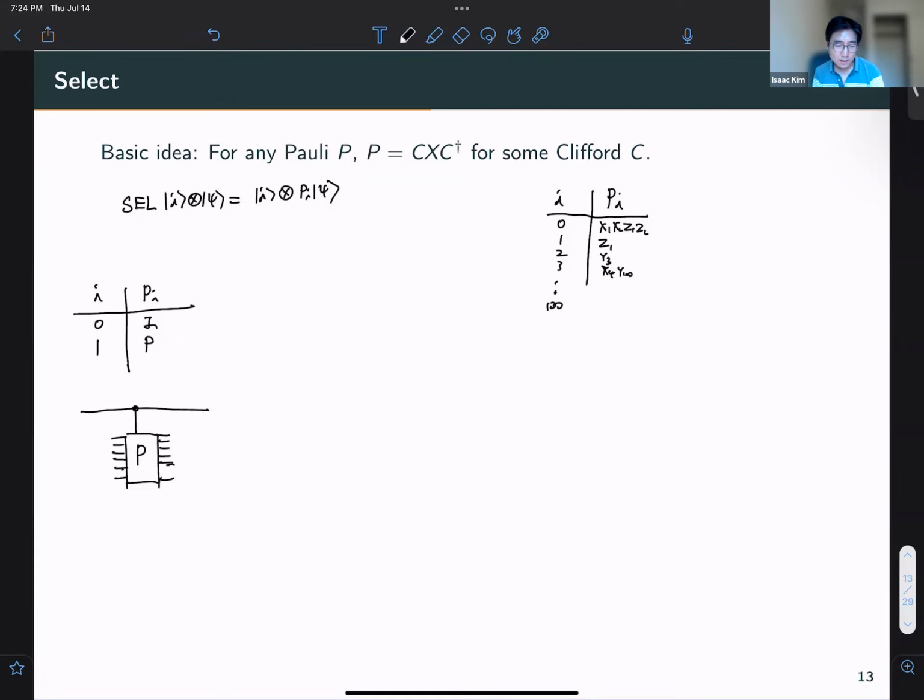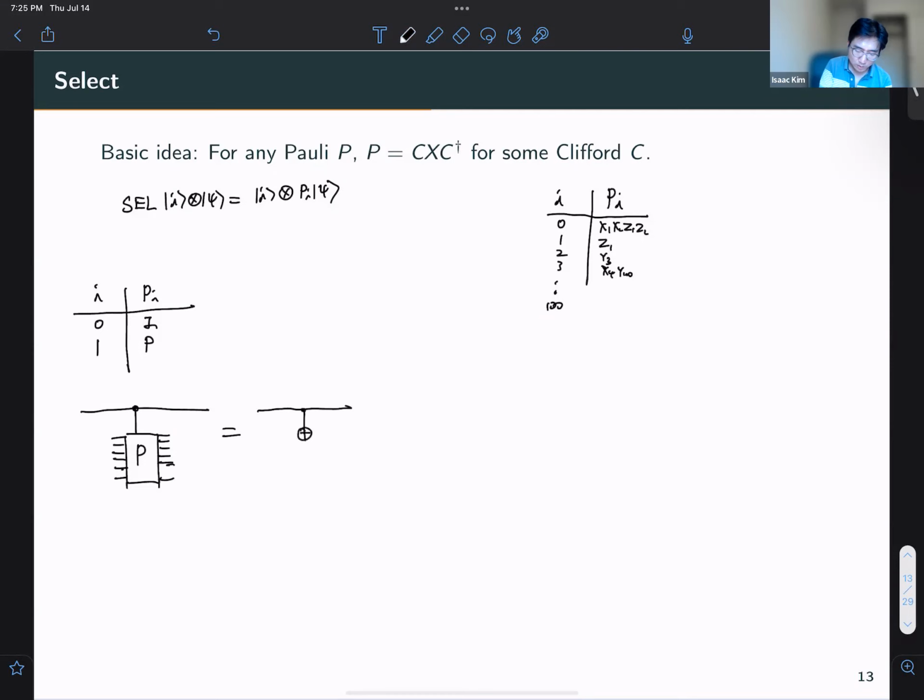It turns out that for any Pauli P, you can rewrite it as a conjugation of some single qubit operator, let's say X, by some Clifford unitary C. Moreover, this Clifford unitary C can be chosen to have at most a linear number of gates in the number of qubits. If you're curious, I would love to tell you more about this, but if you accept that fact, then you can do a very simple thing.